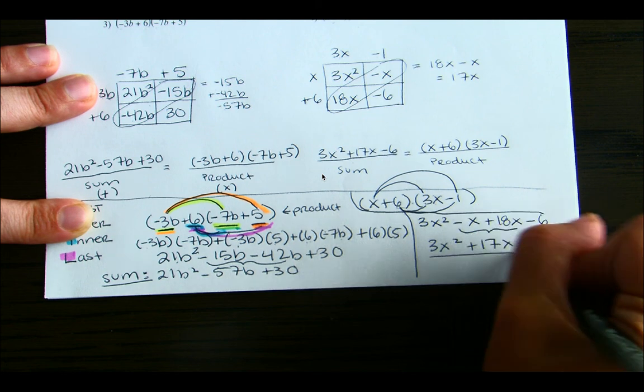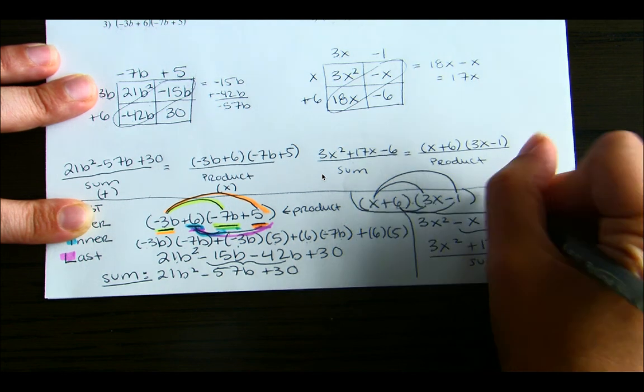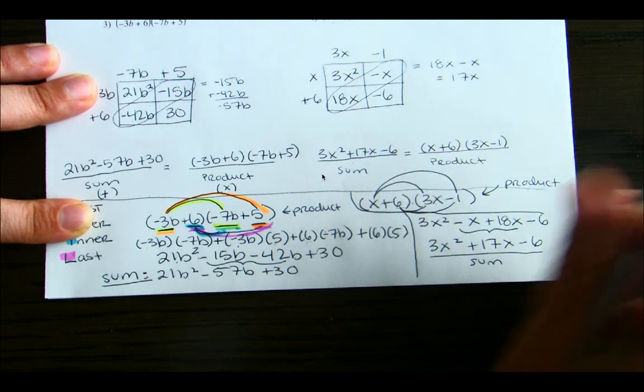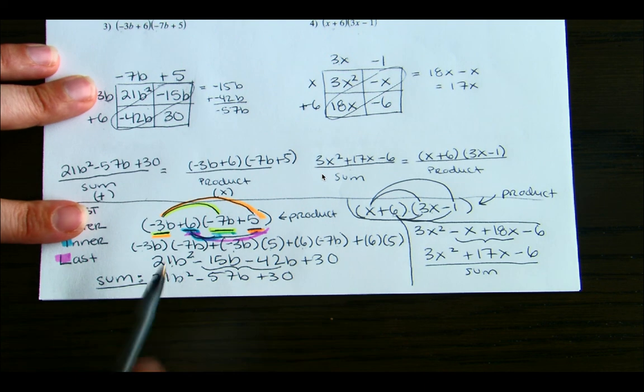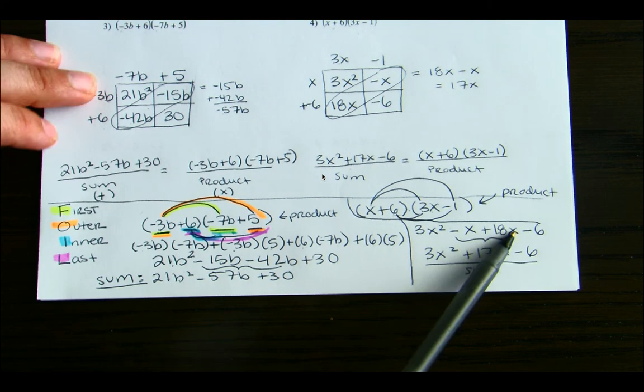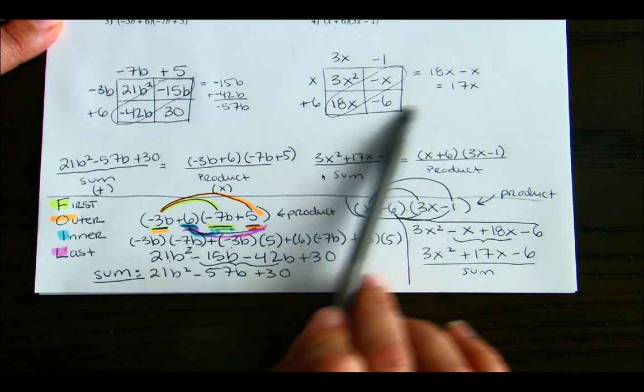And this right here is our sum, while this right here is our product. And you can see that this matches using our area model.